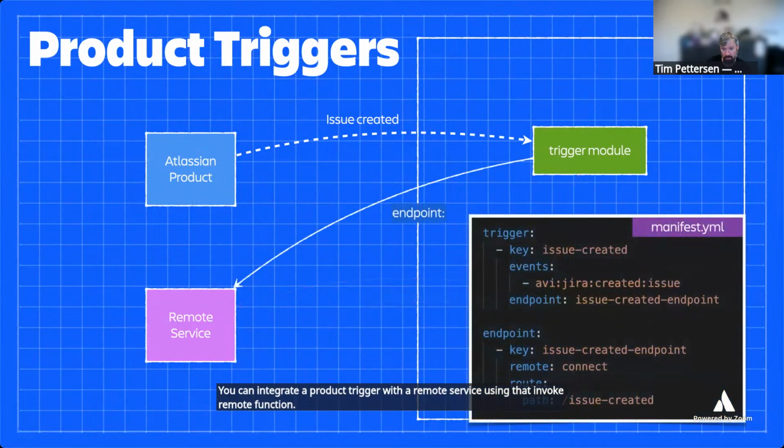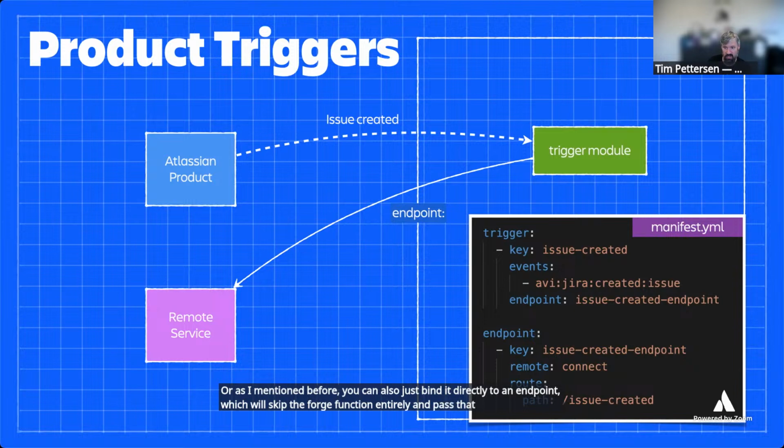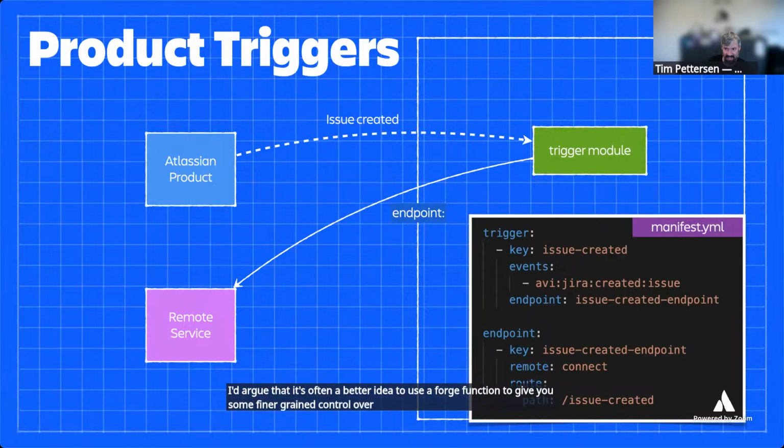Or, as I mentioned before, you can also just bind it directly to an endpoint, which will skip the Forge function entirely and pass that event directly to your remote service for processing. Now, this is kind of the simplest way to get data out and consume events. But I'd argue that it's often a better idea to use a Forge function to give you some finer grained control over how these trigger events are sent.